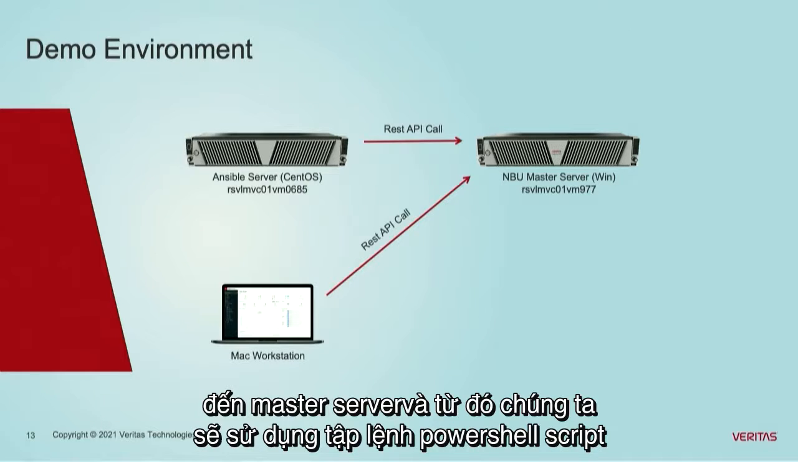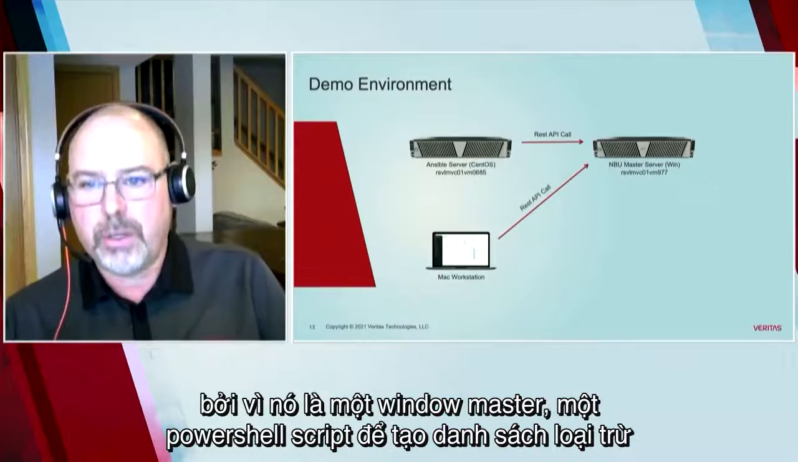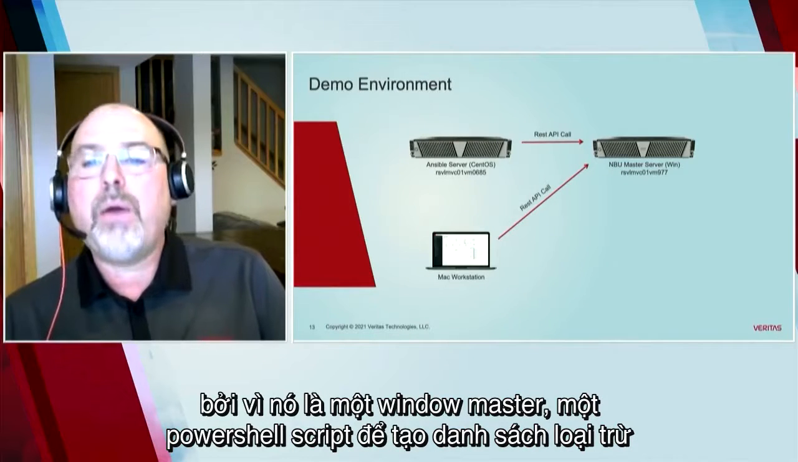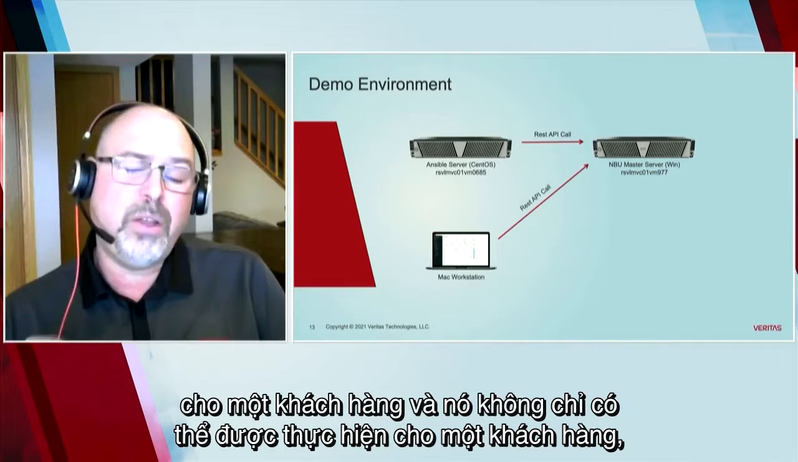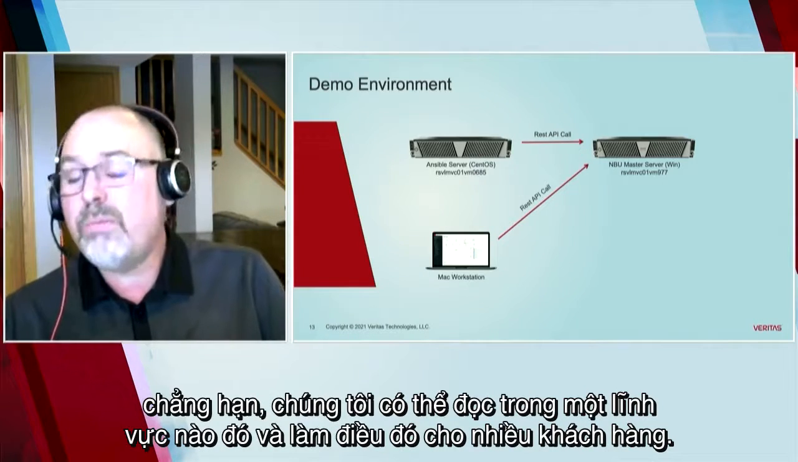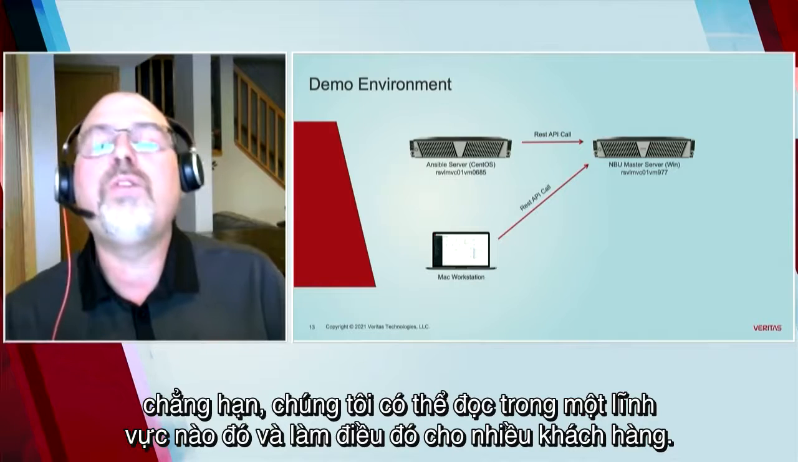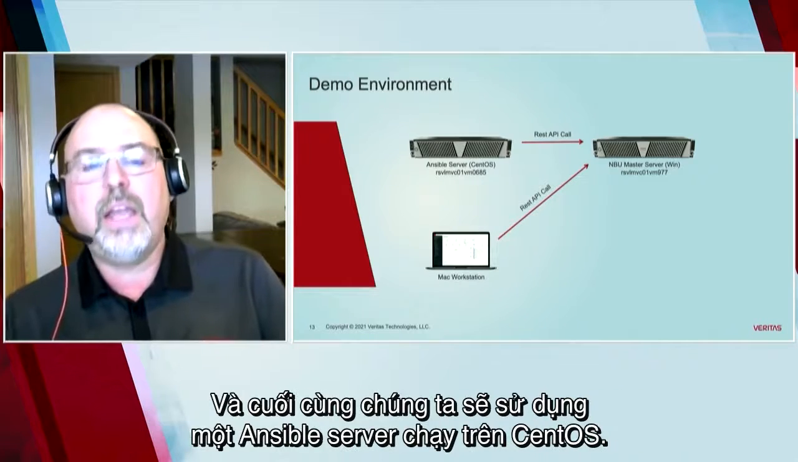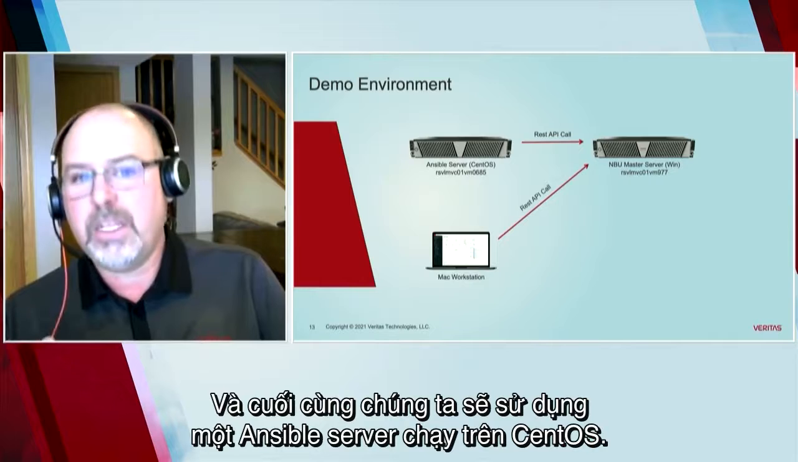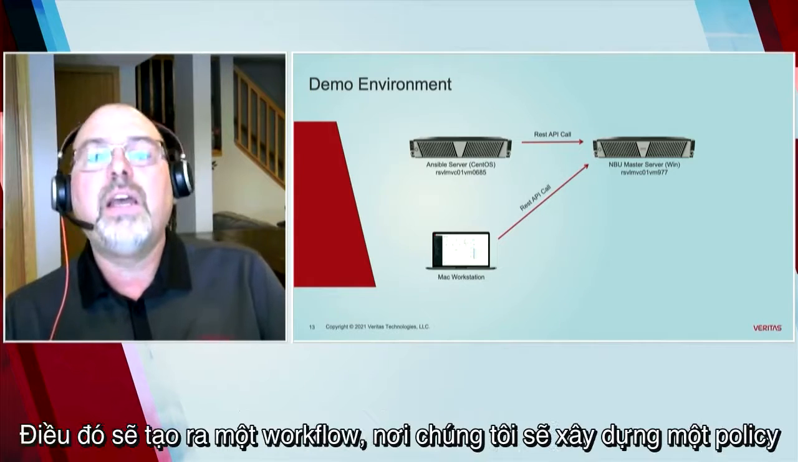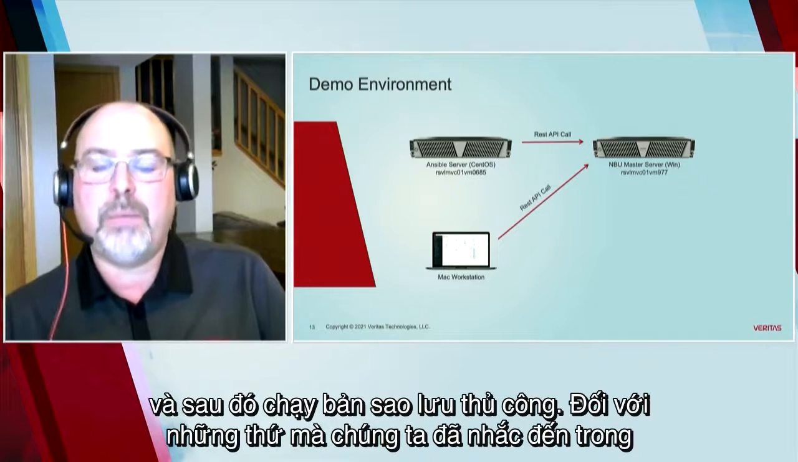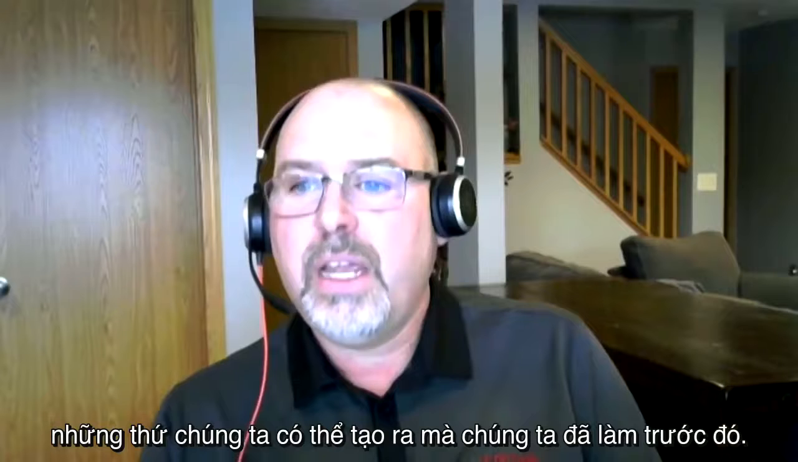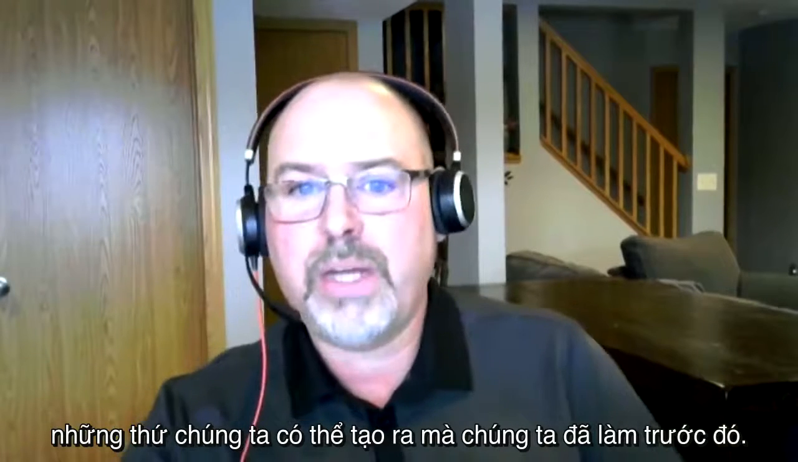And from there, we're going to use a PowerShell script, because it is a Windows master, to create exclude lists for our client. And not only could it be done for one client, we could, for instance, read in an array and do it for multiple clients. And then finally, we're going to use an Ansible server running on CentOS that's going to create a workflow where we're going to build a policy and then run that manual backup. So exactly what we talked about in those possible creations we did earlier.